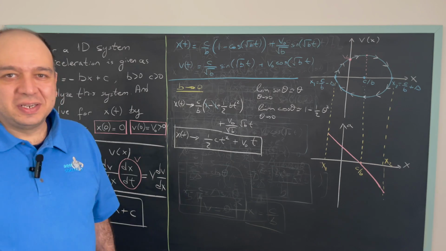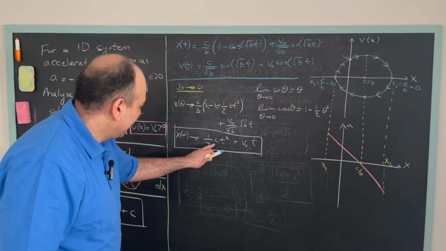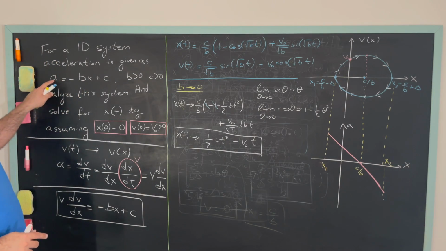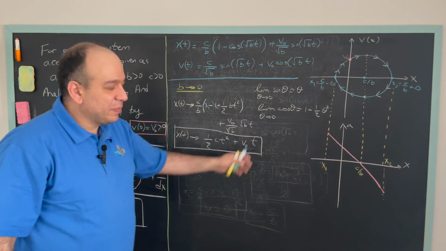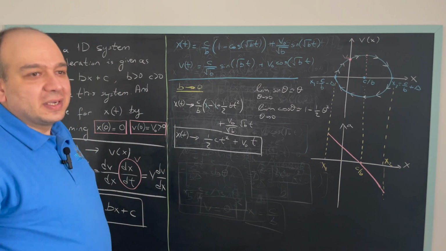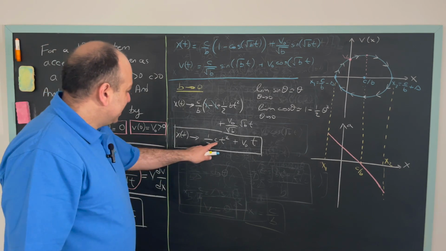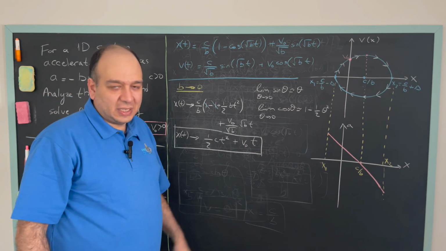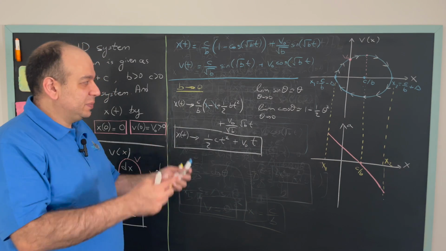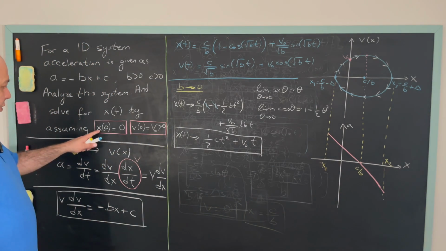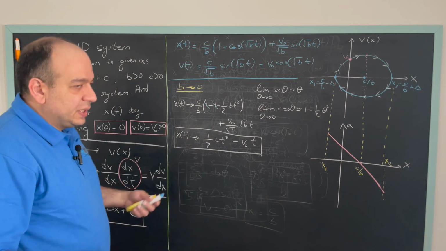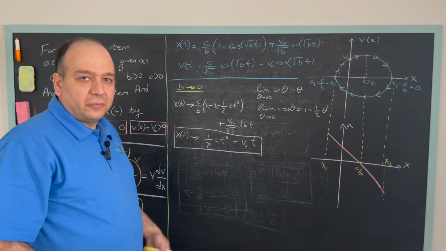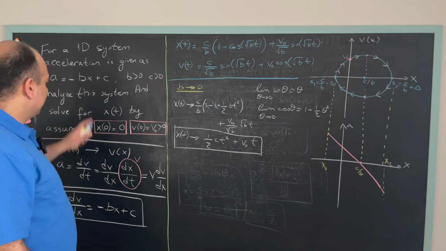Is this something we would expect? 1/2 c t square plus v naught times t. Yes. When we take b to be 0, acceleration is constant, and this is one of the kinematics equations we have for constant acceleration, right? So c is our acceleration, 1/2 acceleration t squared plus initial velocity times time. So this gives us the displacement. Since initial position is 0, x simply gives us the displacement. And this is what we know from kinematics for systems with constant acceleration.